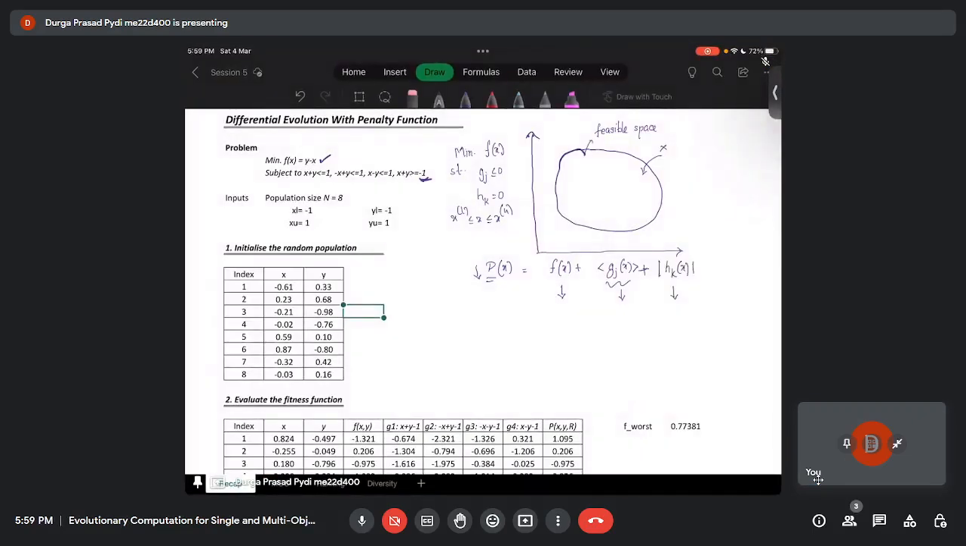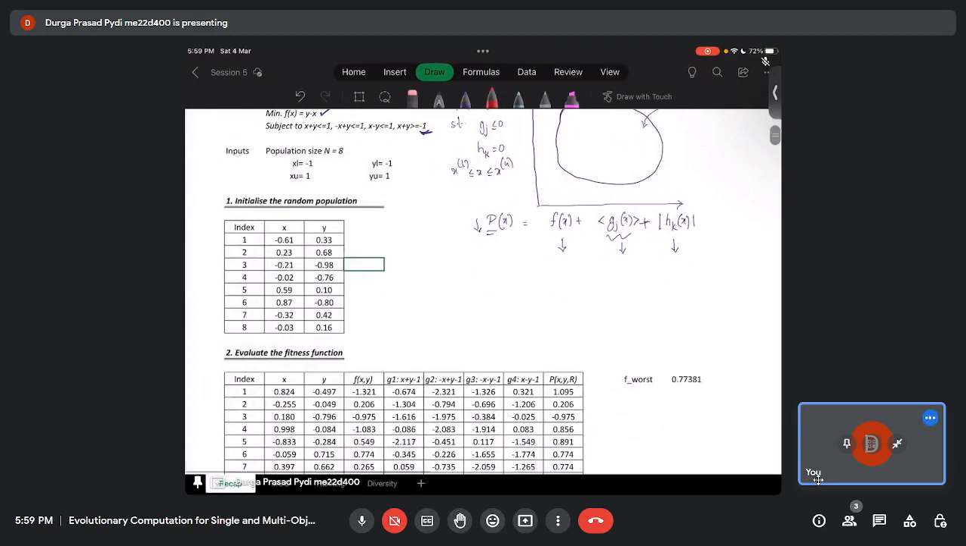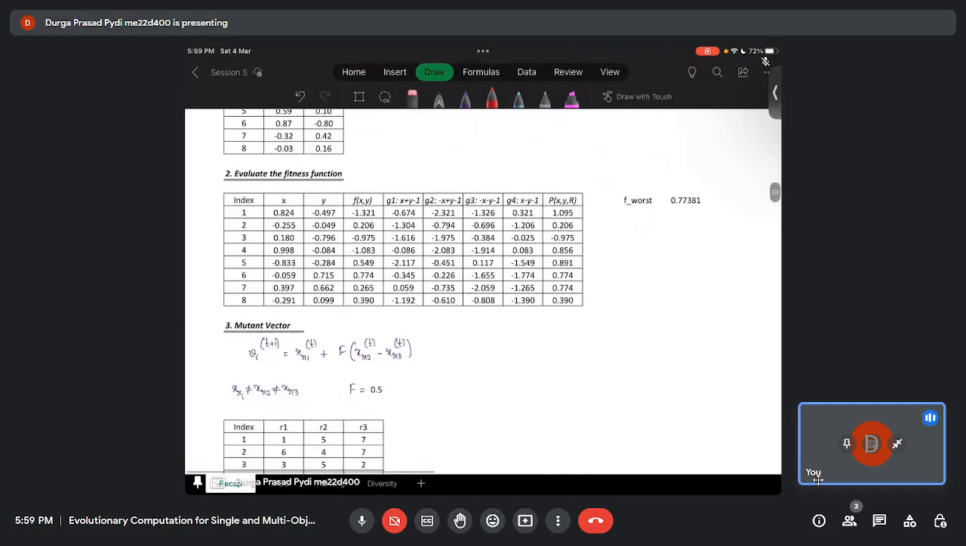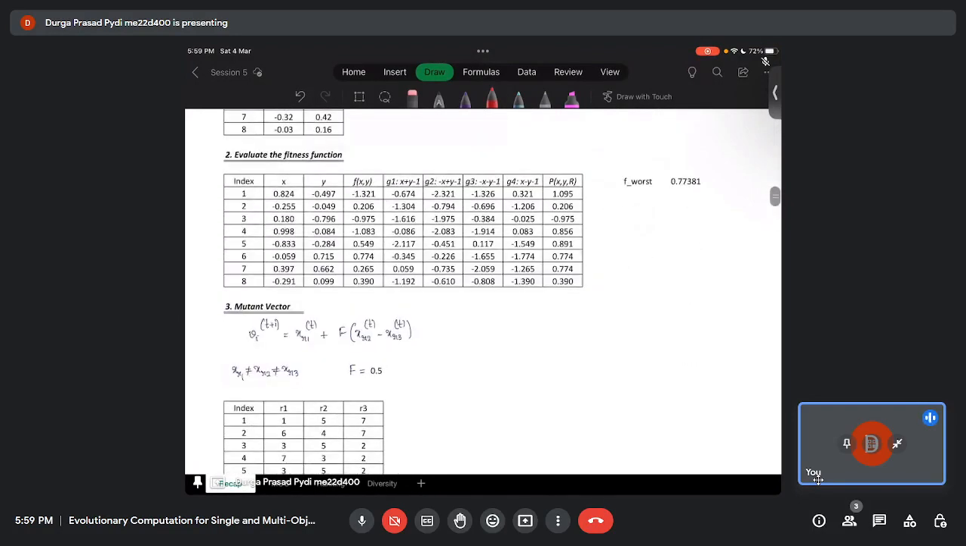The first step in any evolutionary computation technique is to initialize your random population. So I have initialized to some values. After initializing the values of x comma y, the next step is to calculate the objective function. My objective function here is y minus x. So I've just done that, and I've got all the values of f of x y. The next step is to calculate the constraint violations. I have 4 constraint violations which I've calculated over here.